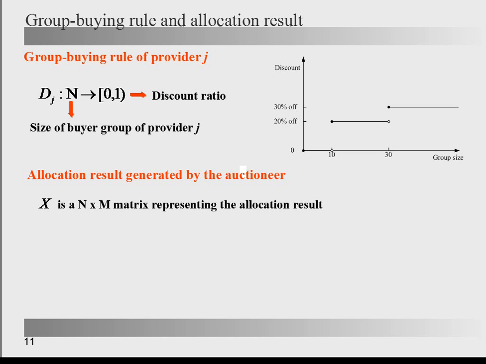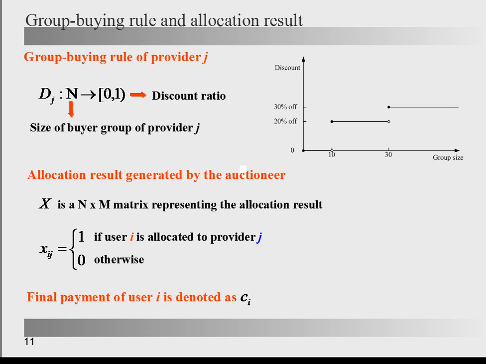Then, the final allocation result generated by the auctioneer is denoted as X, which is a matrix with n rows and m columns. The element of X is a binary value, which is set to 1 if it is allocated, and set to 0 otherwise. The final payment of a user i is denoted as Ci.